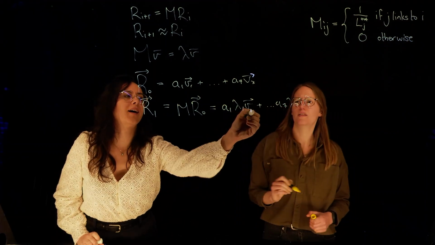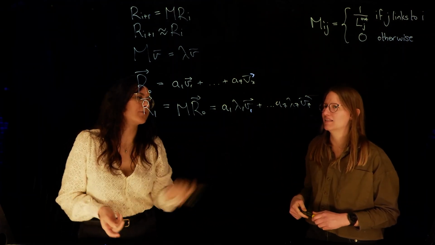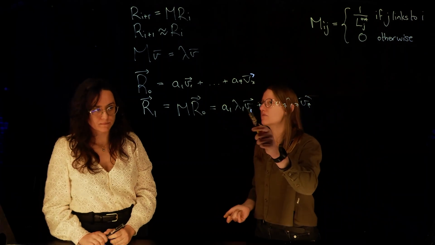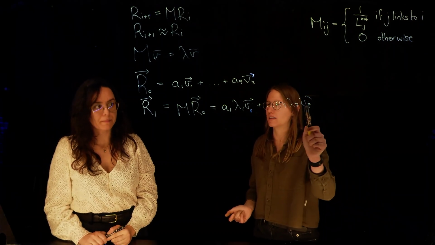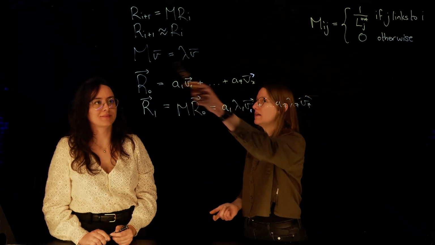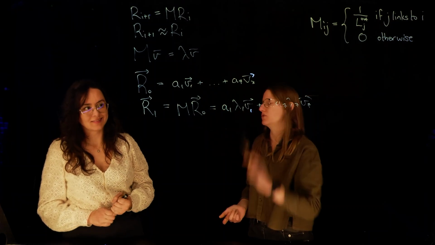Okay. And then where do those lambdas come from? How do you get them? Yeah, that's a really good question. The lambdas come from the fact that these V vectors are eigenvectors of the matrix M. So they obey this eigenvalue equation. We get the lambdas down when we multiply M onto V.